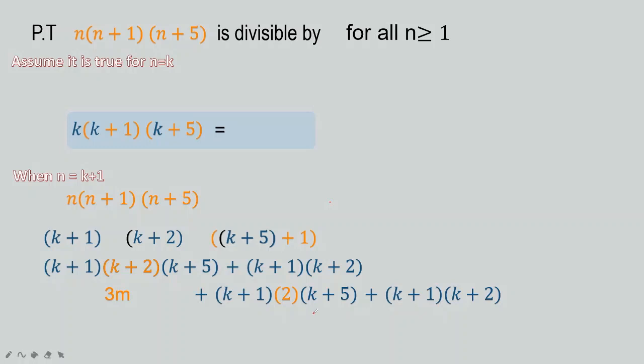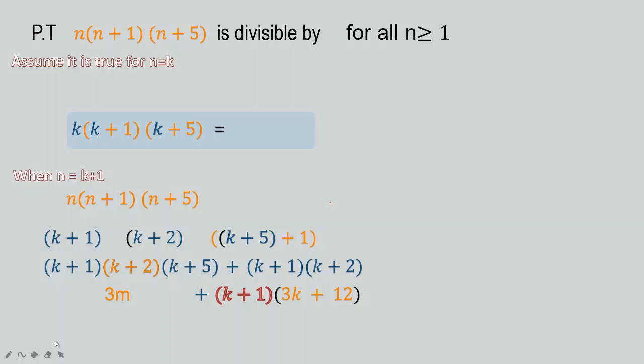If you look carefully here, k plus 1 is common in both these terms, so I'll take k plus 1 out. So it will be k plus 1 into 2k plus 5 plus k plus 2. Okay, so I've taken it common. Now you open this thing, 2k plus 10 plus k plus 2. When you open that, you get 3k plus 12.